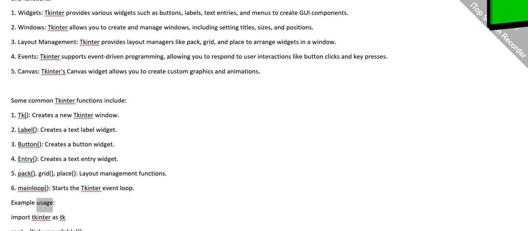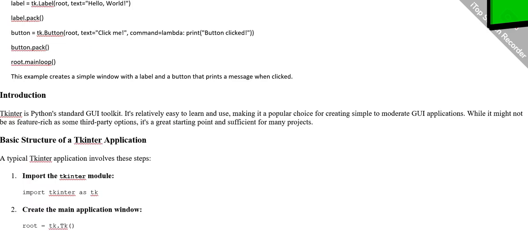Example usage: import tkinter as tk. root = tk.Tk(). label = tk.Label(root, text='Hello, world'). label.pack(). button = tk.Button(root, text='Click me', command=lambda: print('Button clicked')). button.pack(). root.mainloop(). This example creates a simple window with a label and a button that prints a message when clicked.